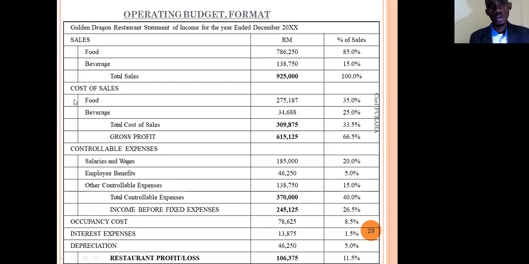While the cost of food sold is this amount, the cost of beverage sold is this amount. You can take it into percentages, whereby you take the individual cost, for food for example, times 100, divided by the total sales of food, which is equal to this one, 786. To get the percentage for beverages, you take the cost of beverages times 100 over sales of beverages. Then, when you take total sales minus total cost of sales, you get what we call gross profit.